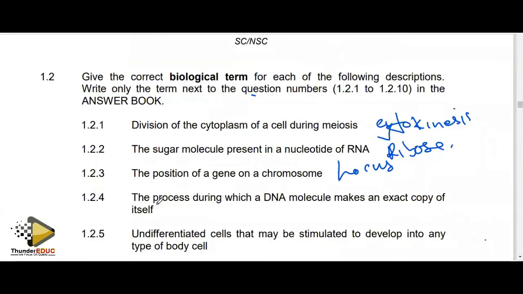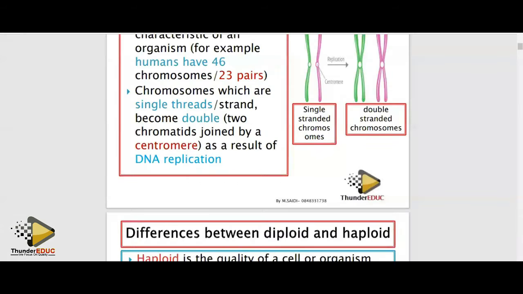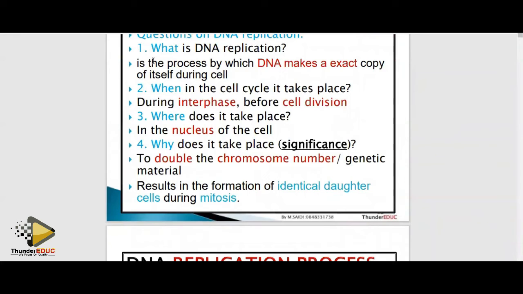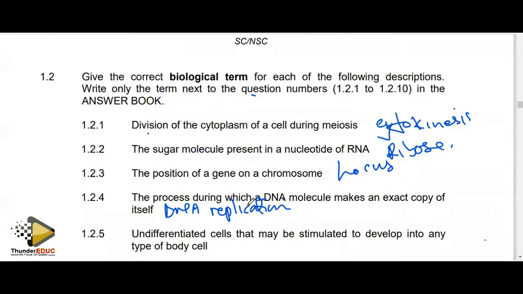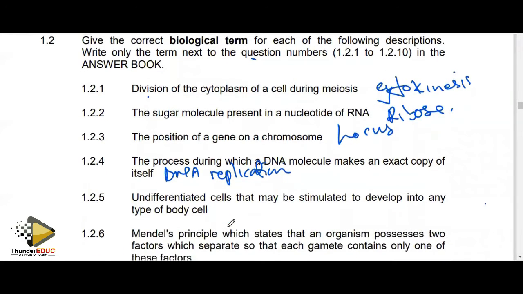Another question says the process by which DNA makes an exact copy of itself. We'll find out that it's called DNA replication. I think this one is easy. You can find it in DNA replication. What is DNA replication? It is the process by which DNA makes an exact copy of itself. Exactly what is in that book is what they brought here, and then they ask you the question. So it is DNA replication.